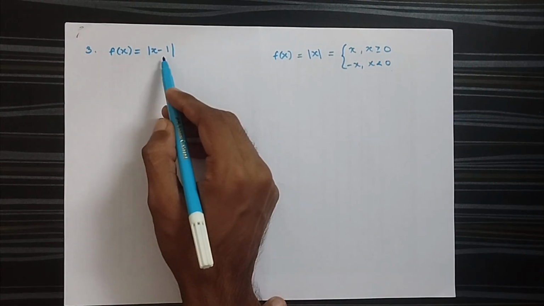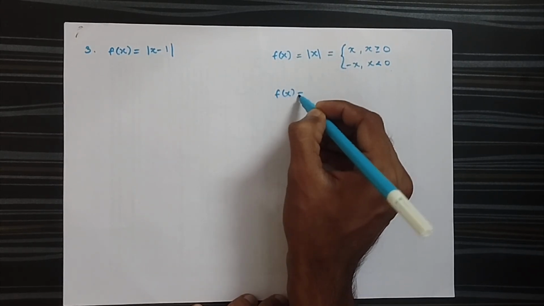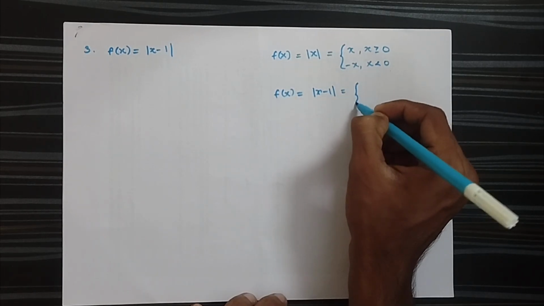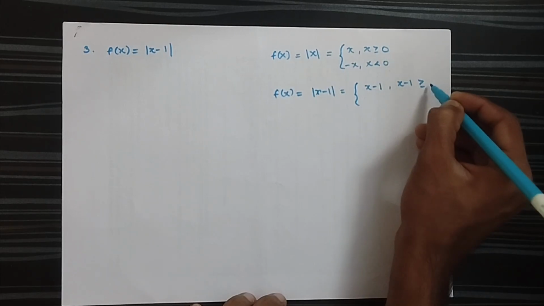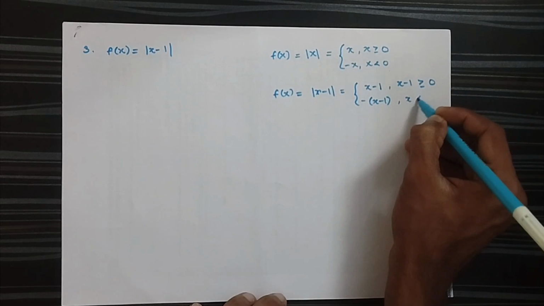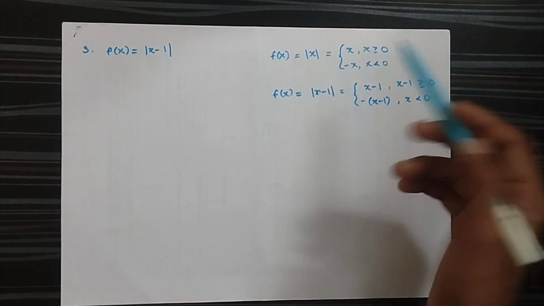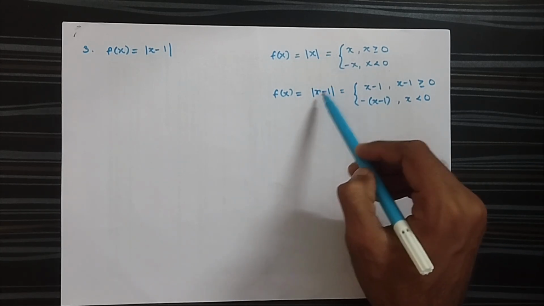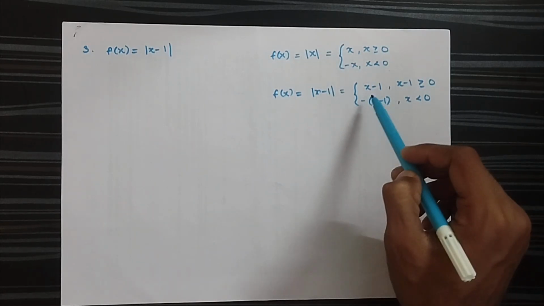So in this case we have x minus 1. How would we rewrite our function? Our function would be mod x minus 1: x minus 1 if x minus 1 is greater than or equal to 0, and negative of x minus 1 if x minus 1 is less than 0. So you can see what I did. Instead of x, I wrote x minus 1 in all the places where x would have been, also in the conditions.